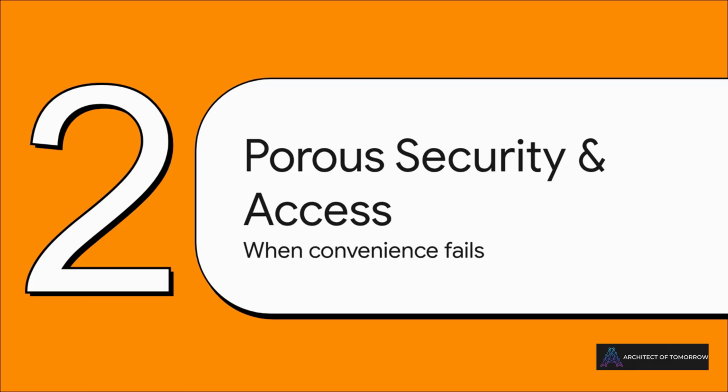And that leads us right into our second mistake, porous security and access control. You know, in the rush to get stuff working, security is often the first thing to go out the window. A developer needs access? Sure, give them a broad role. A service needs to connect to another? Just open up all the traffic. This focus on just make it work convenience creates these little ticking time bombs all over your architecture.